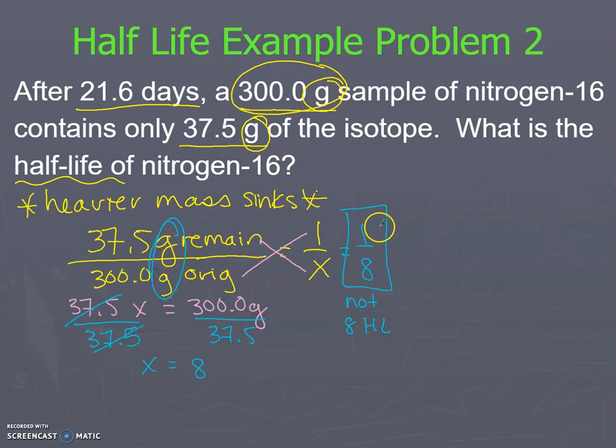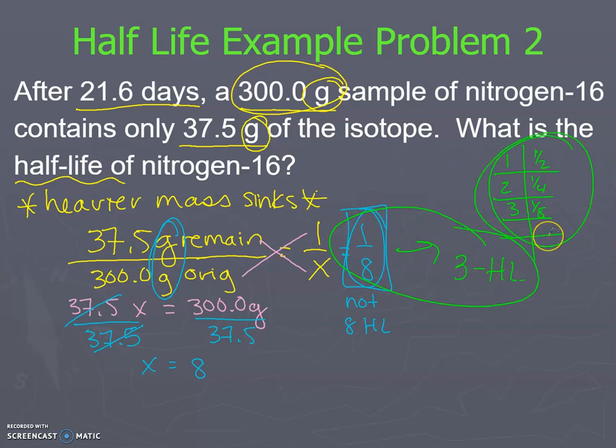If you're dealing with grams, you're dealing with fractions. So just like we did on the other example, what is 1/8 equal to? So 1 half-life is a half, 2 half-lives is a quarter, 3 half-lives is an eighth. So this means 3 half-lives. This table here is your conversion factor to half-lives and fractions. So that's really crucial to remember.